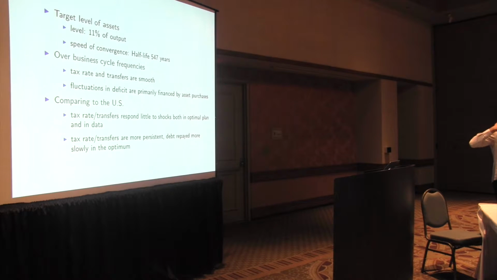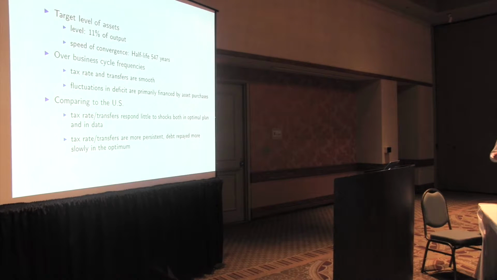So it is important to also understand what happens in the transition and what happens over business cycle frequencies. What we find is that both tax rates and transfers in the optimal plan are smooth, and fluctuations in deficits are primarily financed by asset purchases. This also explains why the speed of convergence is slow, because whenever you get a bad shock, instead of moving taxes and transfers, you're borrowing a little bit. Every time you do that, you change your asset positions, which means you have to pay it back somehow. So the response of taxes and transfers is small on impact, but very persistent.